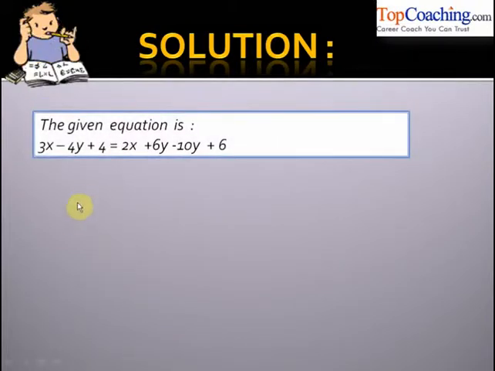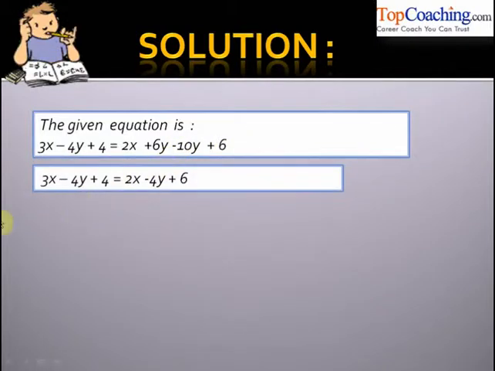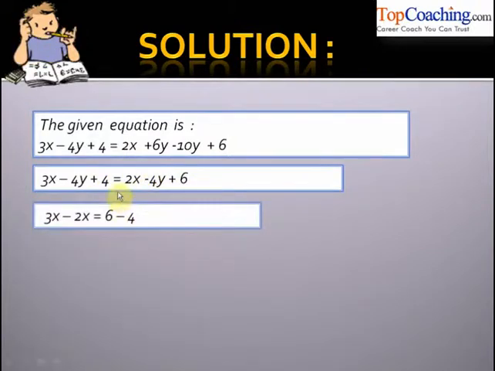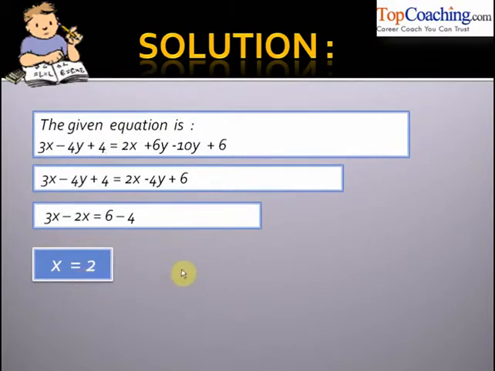The given equation is 3x minus 4y plus 4 is equal to 2x plus 6y minus 10y plus 6. Further, we can simplify this to 3x minus 4y plus 4 equal to 2x minus 4y plus 6. Again, this could be further written as 3x minus 2x equal to 6 minus 4. This gives x, and this gives 2. So what we get is x equal to 2. So this equation transforms to x equal to 2. And we know that x equal to 2 represents a line that is parallel to the y-axis.